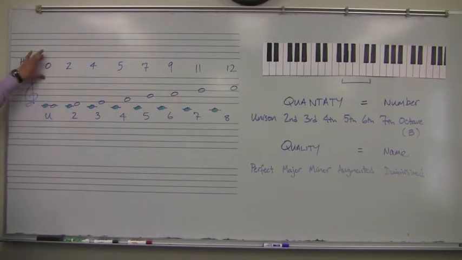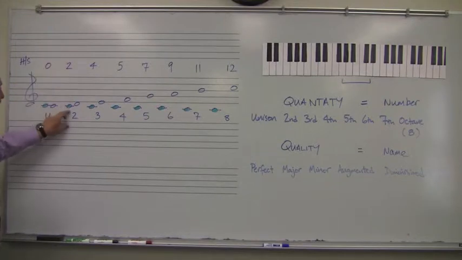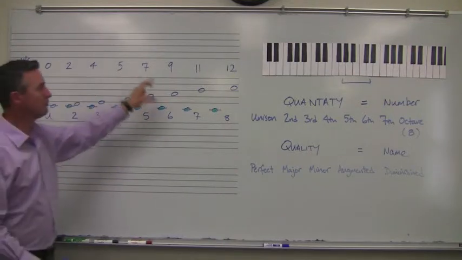So we have 0 half steps in a unison. We have 2 half steps in this particular second. Not all seconds, this particular one. I'm going to give you a specific name for it in a moment. And so on through the rest of these.